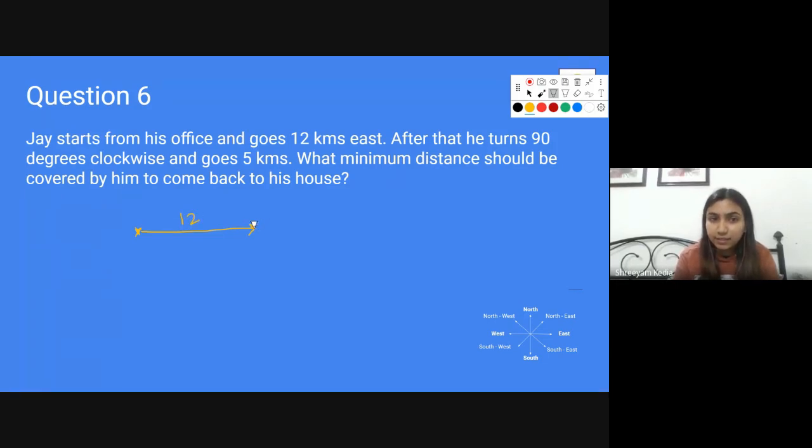Then he does a 90-degree turn clockwise. Clockwise, like I said a bunch of times yesterday, means he's turning right. 90 degrees right from east means he's turned in the south direction and he's gone 5 kilometers in this direction. Now, what is the minimum distance that he needs to cover? He's here right now. The minimum distance that he needs to cover so that he can go back to his house, I think this is his office. Just a minute. This is the office. So his office was here. The minimum distance that he'll need to cover should be this, right? Now, can someone tell me how would I find out this distance?